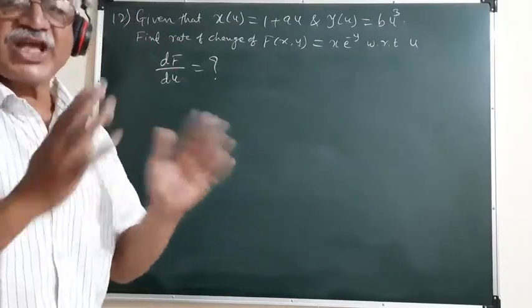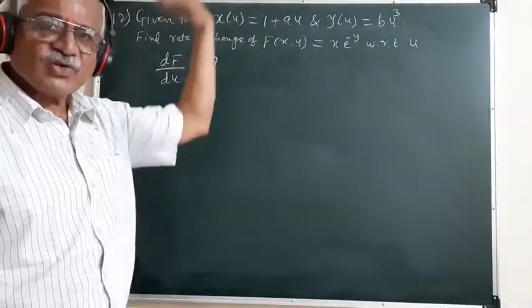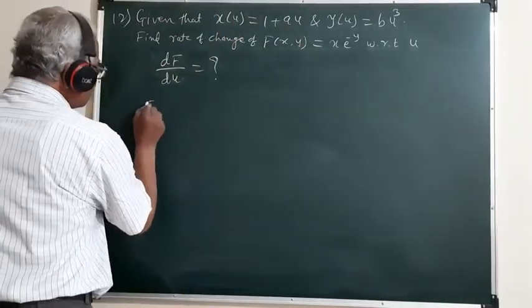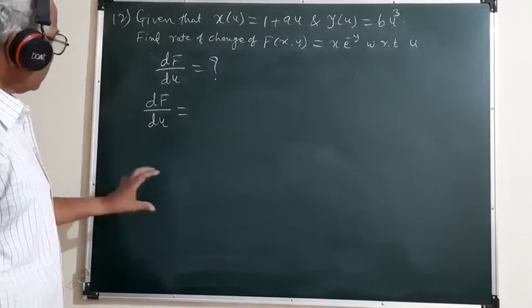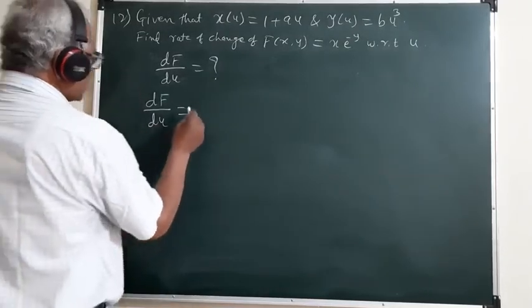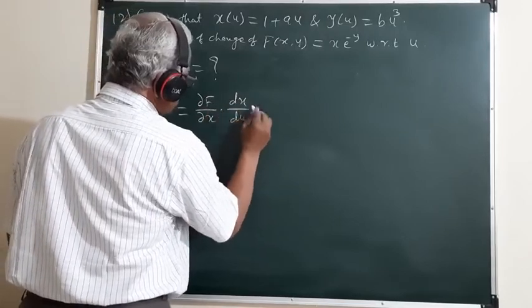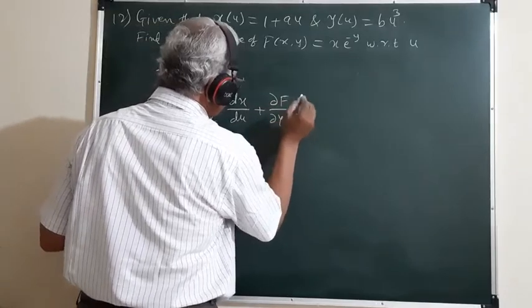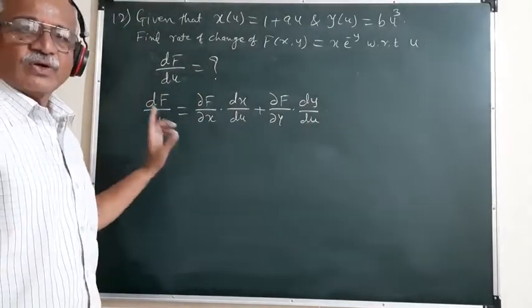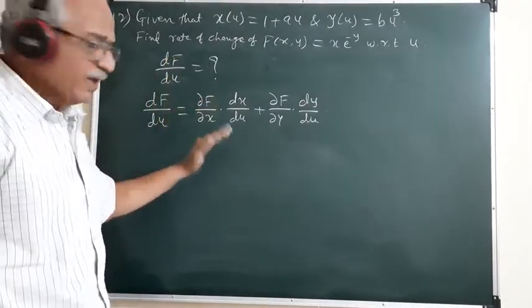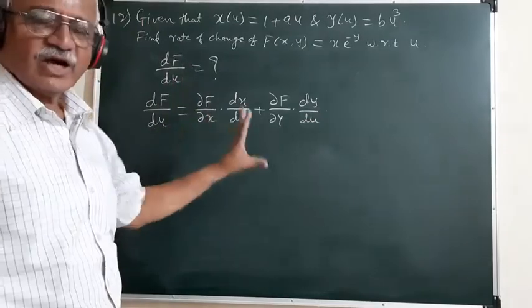Here we have to use the chain rule. If f is a function of x and y, and x and y are each functions of a third variable u, then we can differentiate f with respect to u directly by using the chain rule. So in accordance with the chain rule, df by du can be expressed as dou f by dou x into dx by du plus dou f by dou y into dy by du. That is how we express df by du directly.